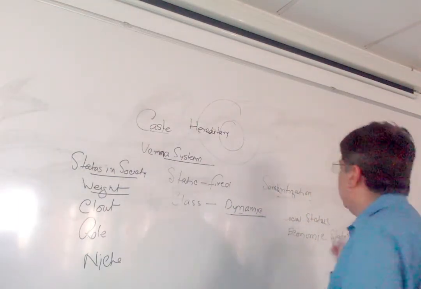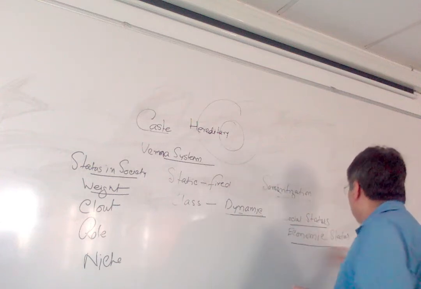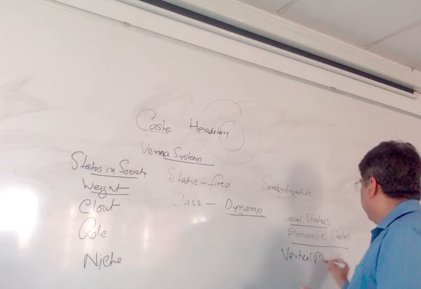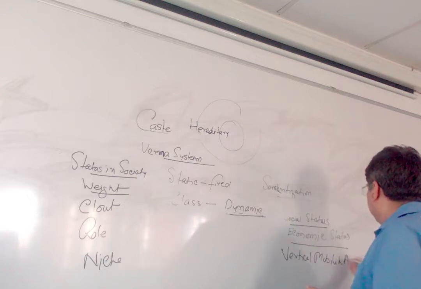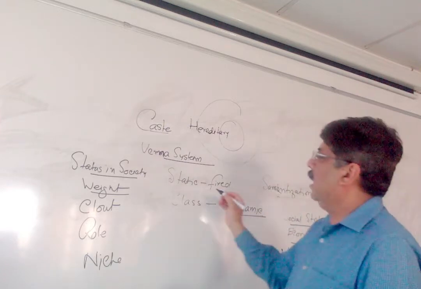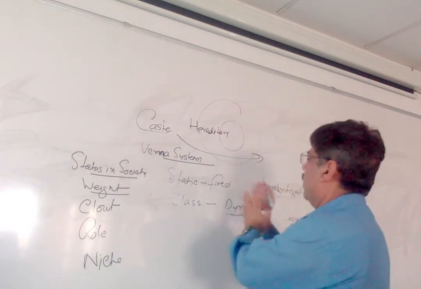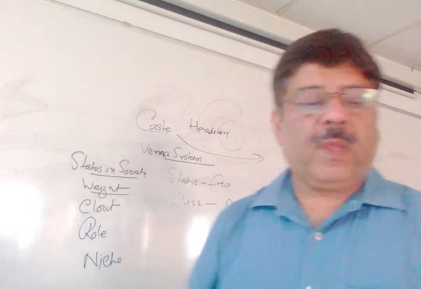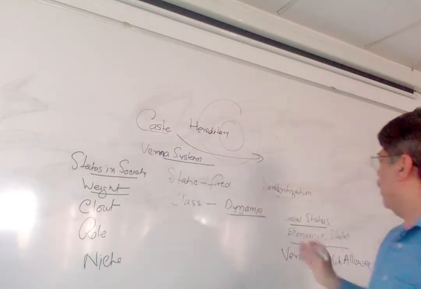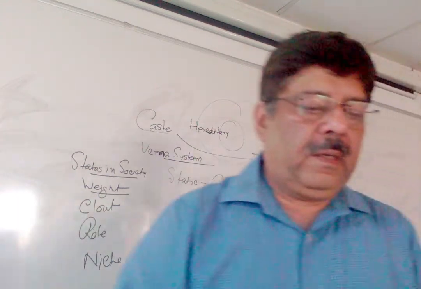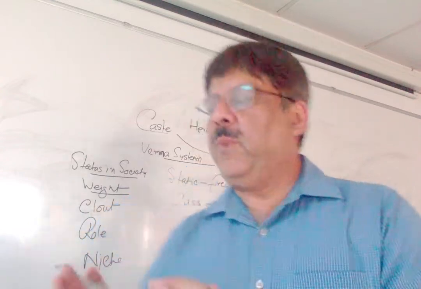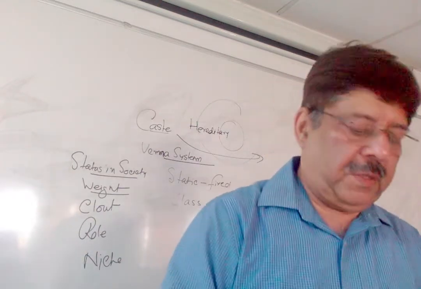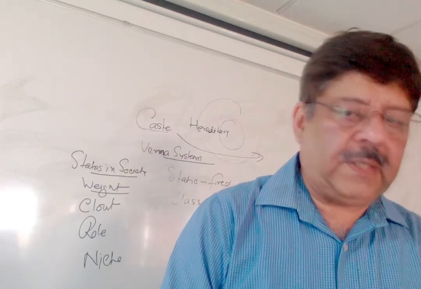Okay, so class is dynamic and comes from social status and economic status, and vertical mobility is allowed. In caste, vertical mobility is not allowed. It is static, fixed. If you are a Brahman, you are a Brahman. In class, vertical mobility is allowed. If your money or social status or your post increases, your class changes. Doesn't it?